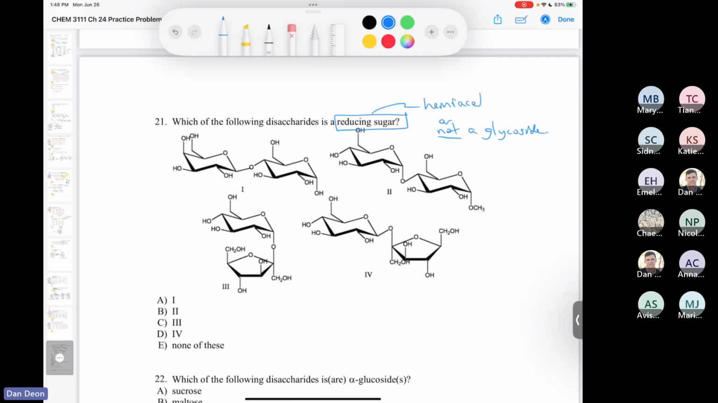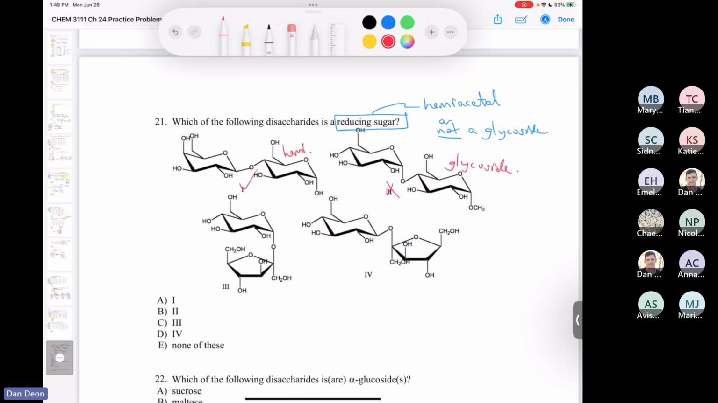So hemiacetal. All right, if we look at the first one, you can see that this carbon has a hydroxyl and an ether. So that's a hemiacetal. If we go over to number 2, you can see that this carbon has an ether and then it has another ether over there. Oh, sorry, we're looking for a reducing sugar, damn it. So number 1 is a reducing sugar because it has a hemiacetal, okay? Number 2 is not a reducing sugar because it is a glycoside.